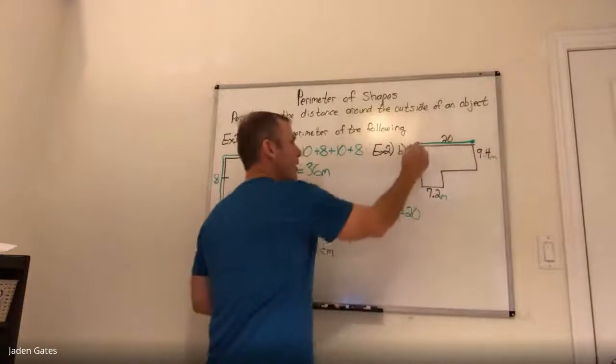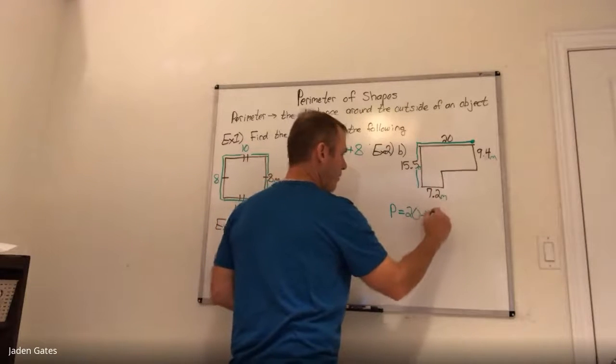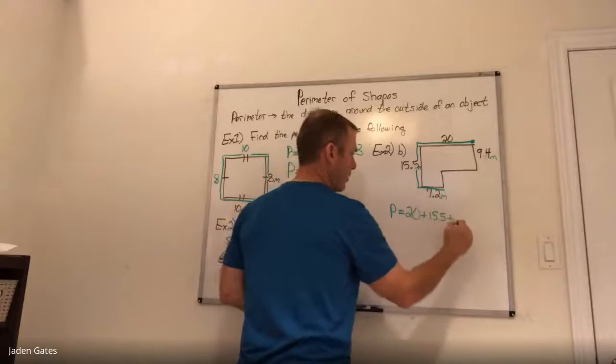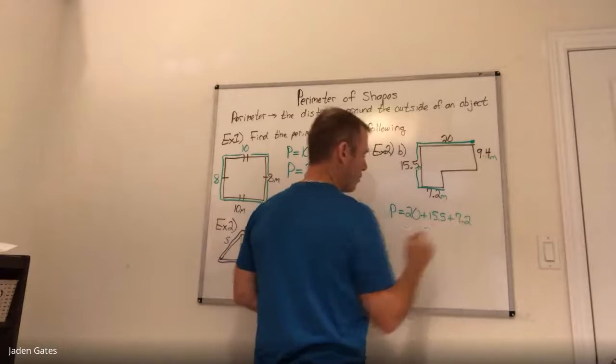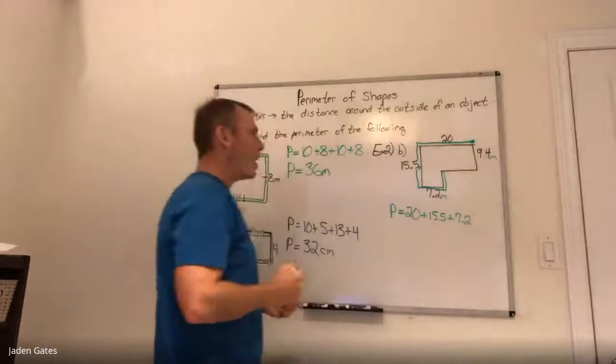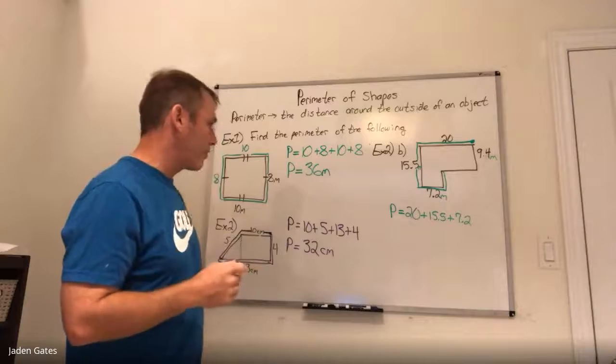All right. Then I move down, and I've moved 15.5. All right. Then I go across the bottom. That's 7.2. Then I go up. Now, I don't know that distance. It's not written down there. And there's no ticky marks like before.